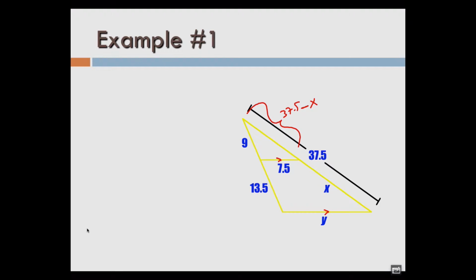Okay, so we're going to do a side note first. If we didn't know side-splitter, then I would say 9 over 22.5 equals 37.5 minus x over 37.5. Where'd the 22.5 come from? Yeah, this, 22.5. There's nothing new there. That's an old theorem comparing the top triangle to the big triangle. Solve this, please. I'll wait.